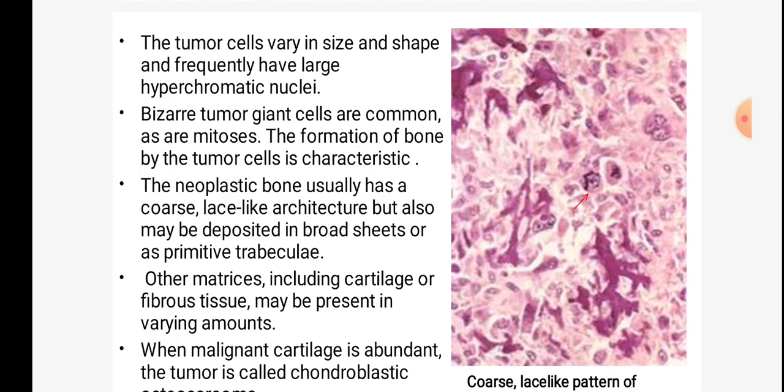Now coming to the microscopy. The tumor cells vary in size and shape and frequently have large hyperchromatic nuclei. So bizarre cells can be seen here. Bizarre tumor giant cells. The neoplastic bone usually has a coarse lace-like architecture deposited in broad sheets or as primitive trabeculae. So lace-like distribution of osteoid is the hallmark here, apart from giant cells and hyperchromatic bizarre cells. So that is the key point to be remembered here.